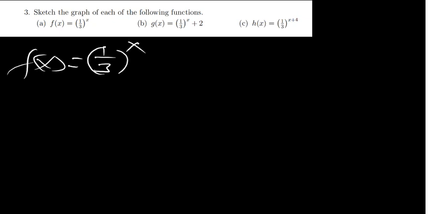So the first one is f of x equal to 1 over 3 to the power x. We are using the same principle. In this case, the horizontal asymptote, we don't have anything added, so the horizontal asymptote is 0.